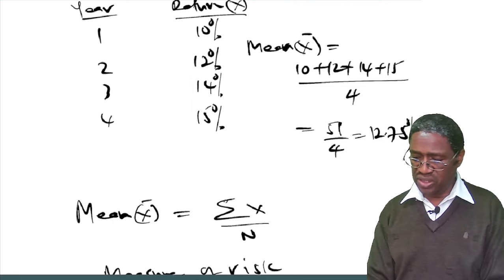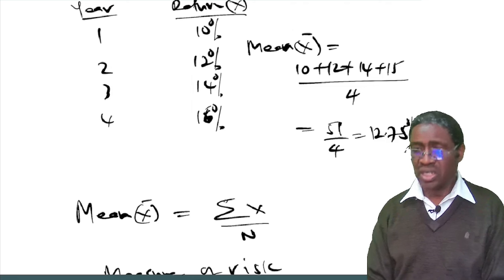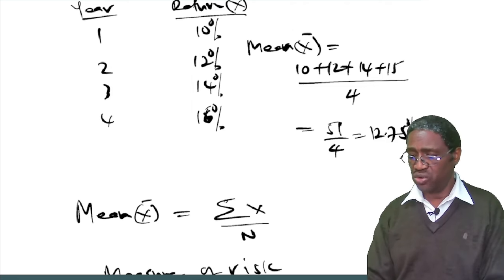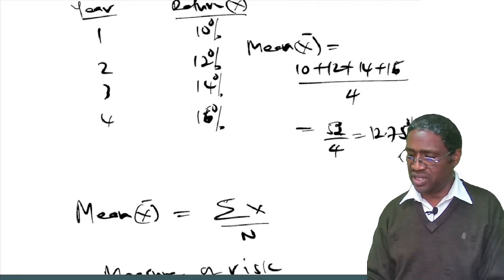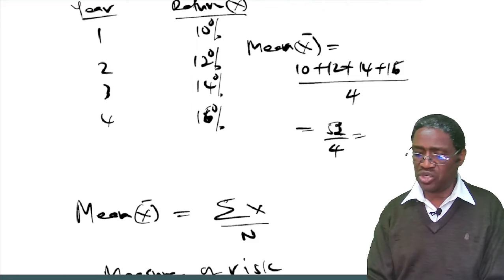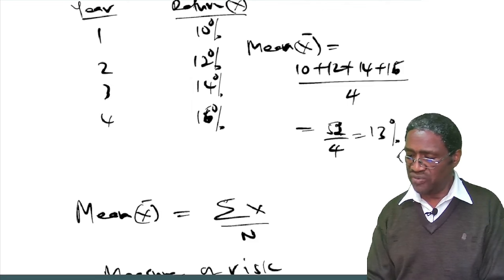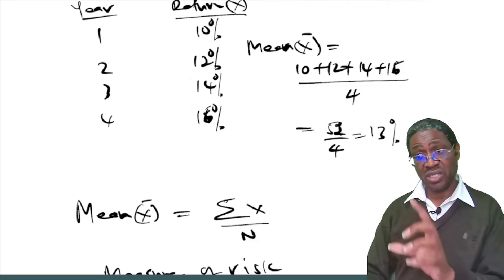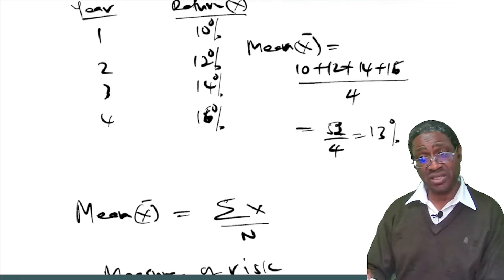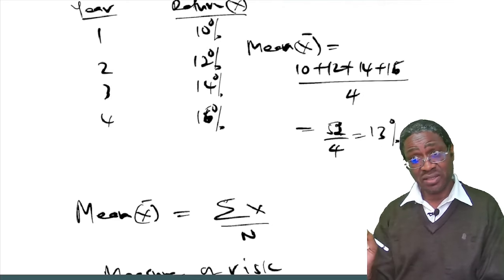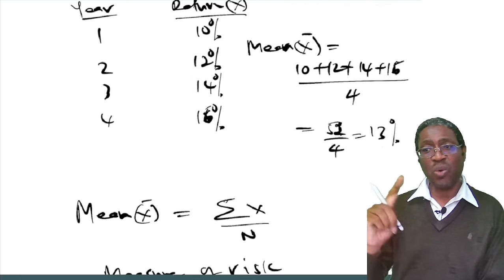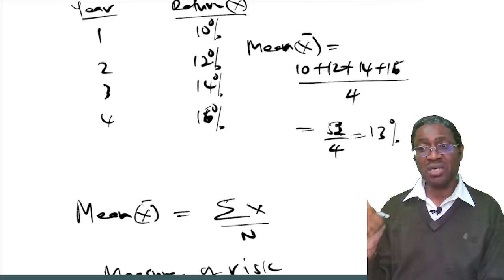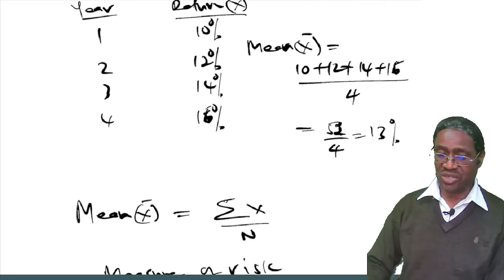Let me make one of these 16. So this will be 16. That will be 52. If I divide that by 4, this will come to 13. So your average return is 13. Now listen. If the average return is 13, the mean being 13, in the first year I got a return of 10%. So there was a deviation from the mean of negative 3. That's what we are saying.